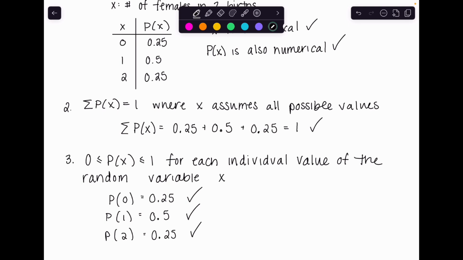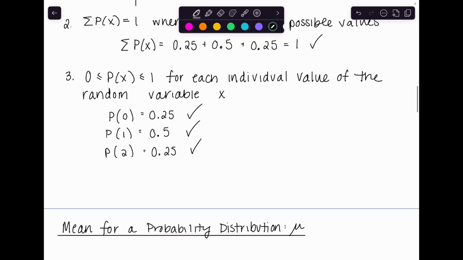Okay? So these are the 3 requirements that we need to happen for these probability distributions. If one is not satisfied, it is not a true probability distribution. So then once we have this probability distribution, we can actually get a lot of insight from it. We talked about finding mean, we talked about finding standard deviation. We can actually do that for these distributions as well.